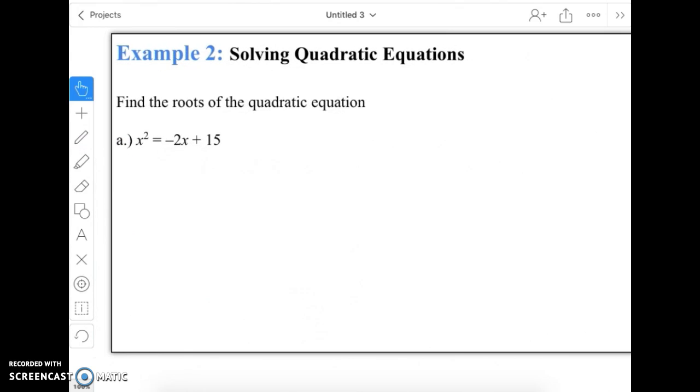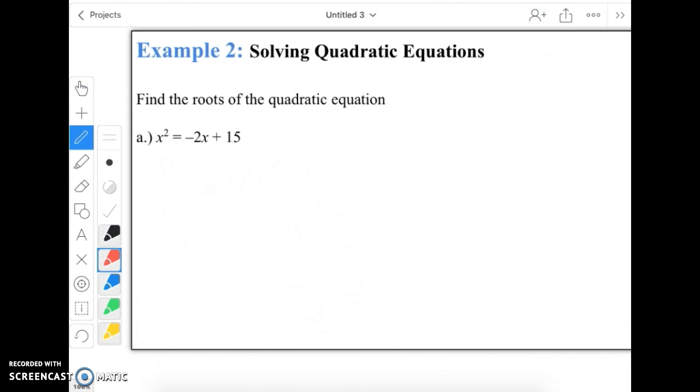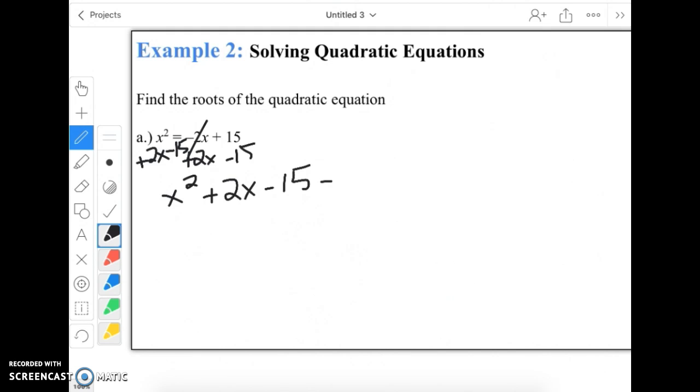Next, if we are to find the roots, if you'll notice, our problem here doesn't look like it's in standard form. So the first thing we have to do is make it so it is in standard form. So what I'm going to do there is add this 2x, and subtract 15 from this side and add them over here and subtract 15. So what that'll look like then is we'll have x squared plus 2x minus 15. Now on that right side, since we got rid of both of those, that's just equal to 0.